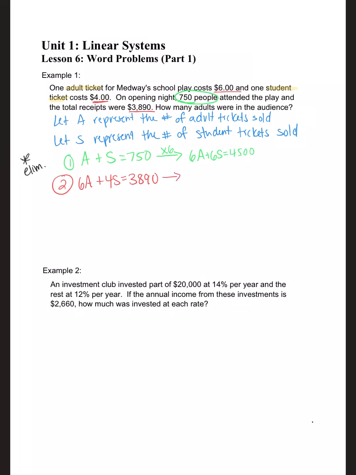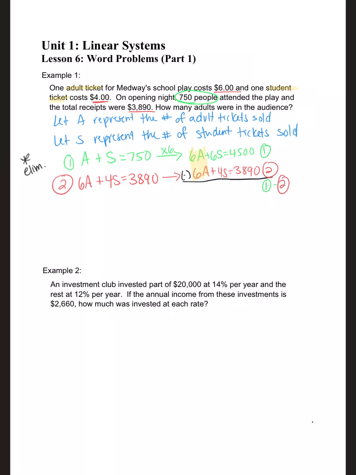Okay, and I don't have to do anything to my equation 2 because I already have a 6 on my A. We have the same sign on our magnitude of A, so now we can eliminate that by subtracting. And let's make sure we communicate what we're doing. So we have equation 1, we have equation 2. We're going to do 1 minus 2.